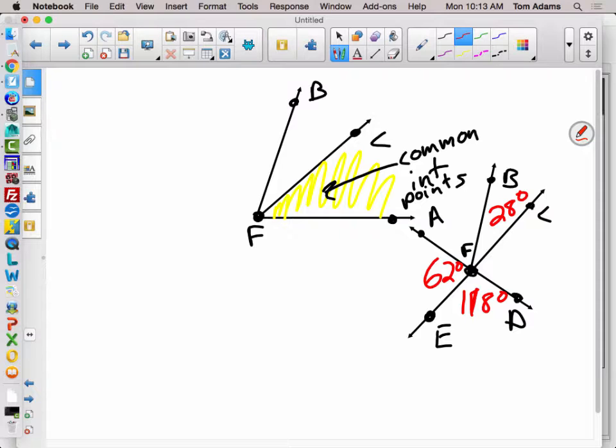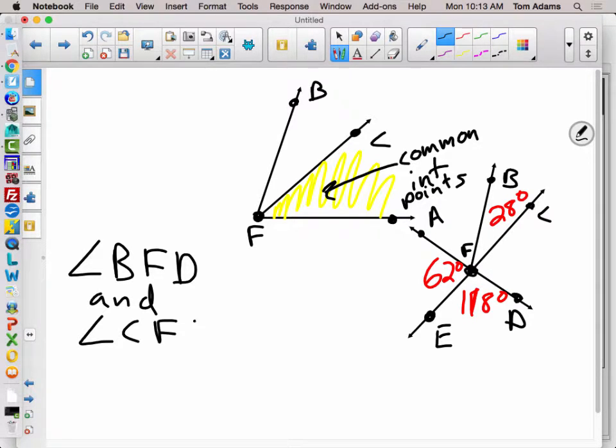So it says, use the diagram at the right. Is the statement true? And so they have a statement that says, angle BFD and angle CFD are adjacent. So we went back and we defined that. Are they adjacent?